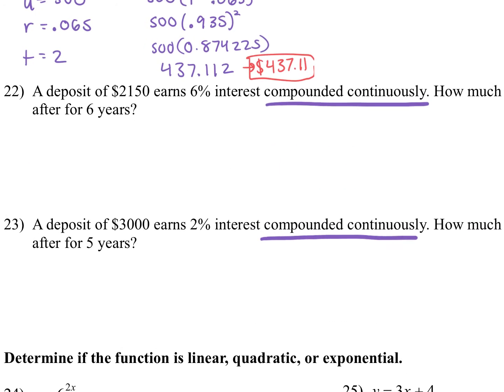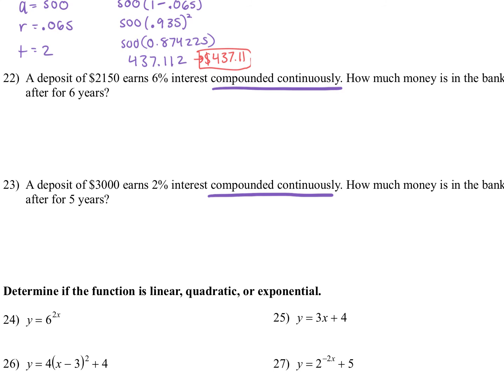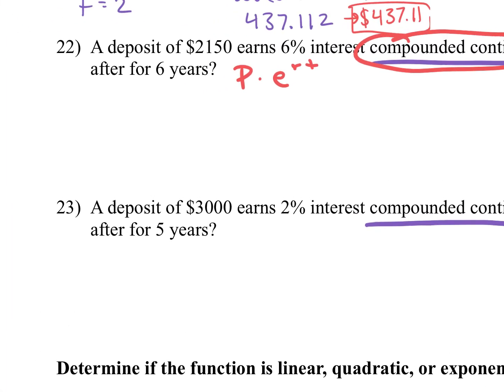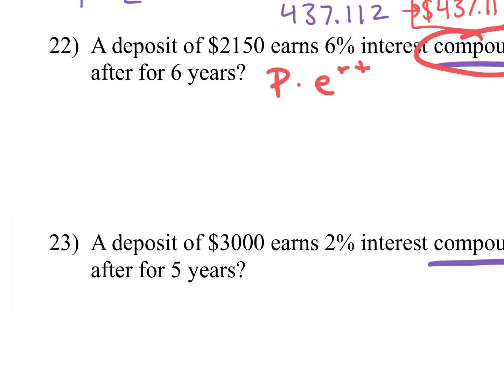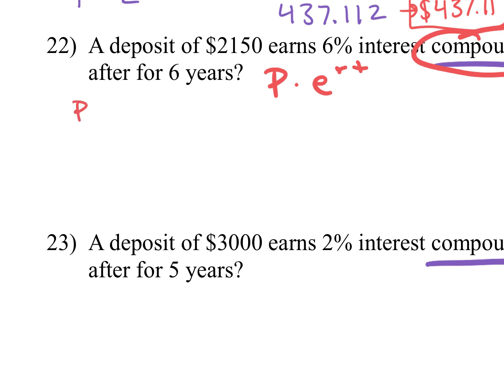Let's look at 22. A deposit of $2,150 earns 6% interest compounded continuously. How much money is in the bank after 6 years? What formula do I use whenever it says compounded continuously? PERT, P times E to the power of RT. So remember, there's 2 formulas that you have to know for your quiz tomorrow. PERT and the other one, the ART one. So yes, R times T, but they're both in the exponent. So we have to figure out what P, R, and T are.